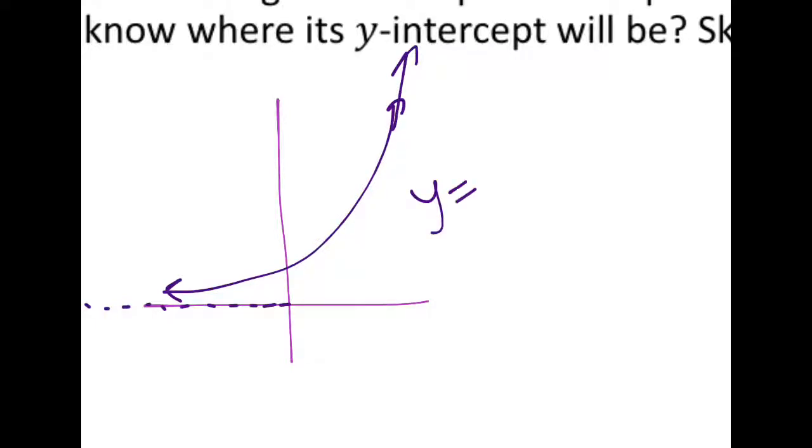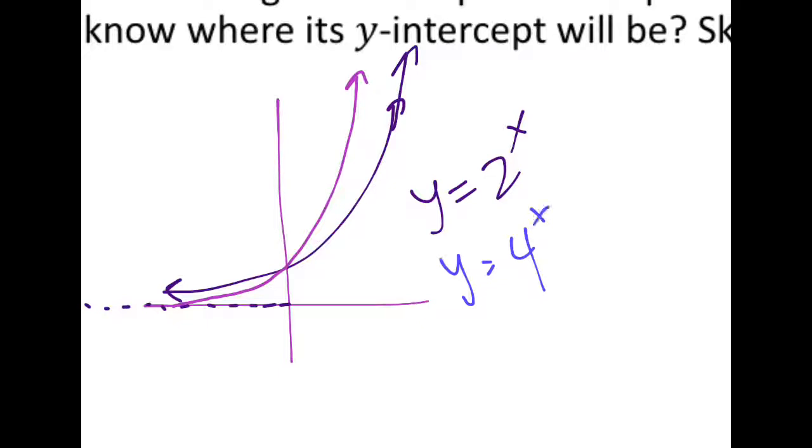It will have an equation like y equals 2 to the x, or maybe 3 to the x. 3 to the x would look like this, but it would be steeper. Or maybe it's y equals 4 to the x, and it's again pretty similar, but even steeper yet. But they're all going to have that same general shape, and more importantly, they're all going to share this y-intercept, because the y-intercept occurs when you plug in 0 for x.